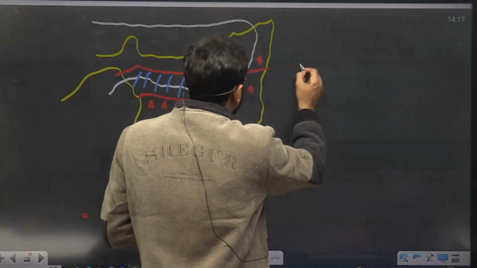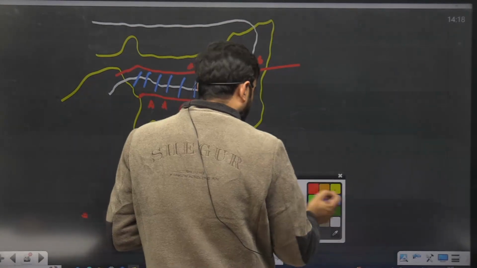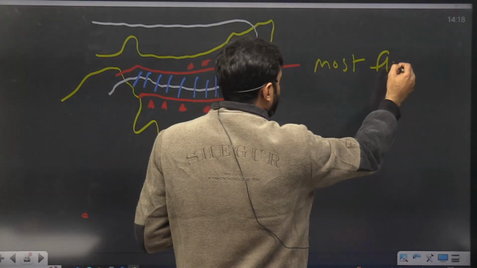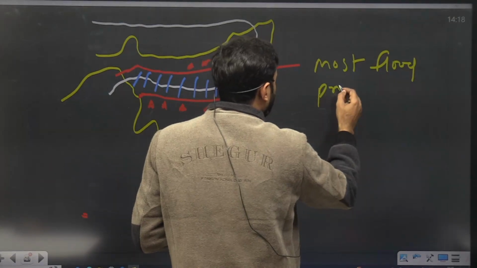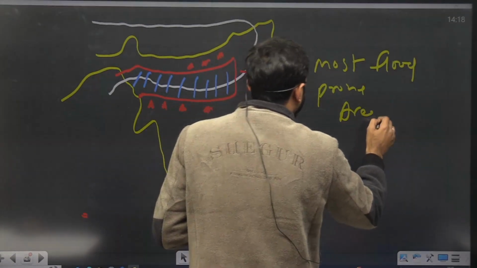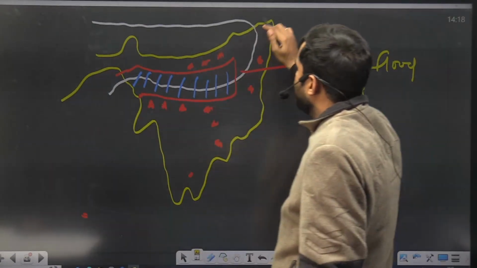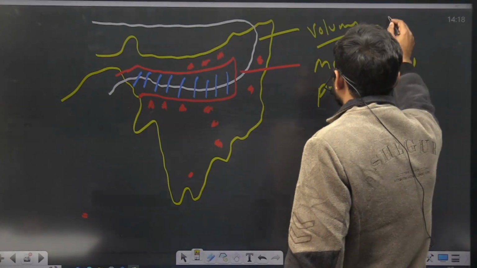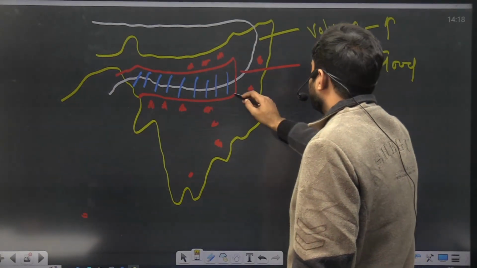And why is this the most flood prone area? There is no doubt, because the volume of water is very high, and siltation is high.